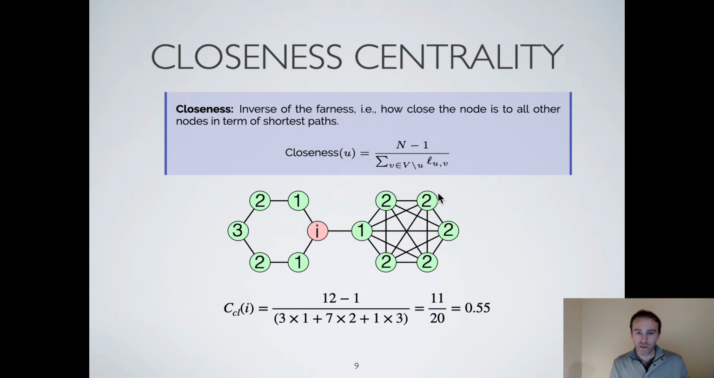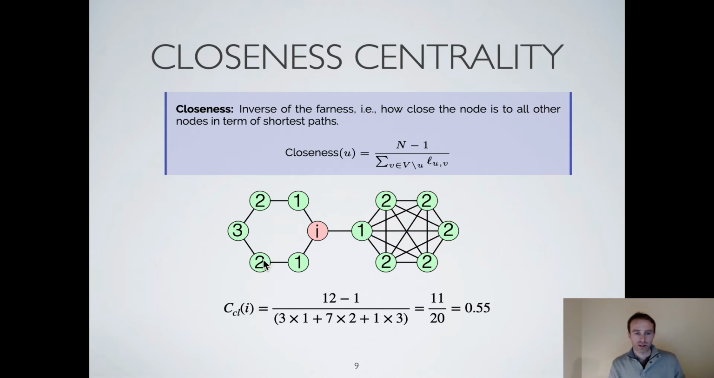So you have here the equation to compute it, and it's best understood on an example. You see that you have on the top of the fraction n minus 1, where n is the number of nodes. Here there are 12 nodes, so it's 12 minus 1. And on the bottom, you have the sum of the distance to all the other nodes. So for node I, we are computing here for this node, and you see that it has 3 nodes at distance 1, so 3 times 1.